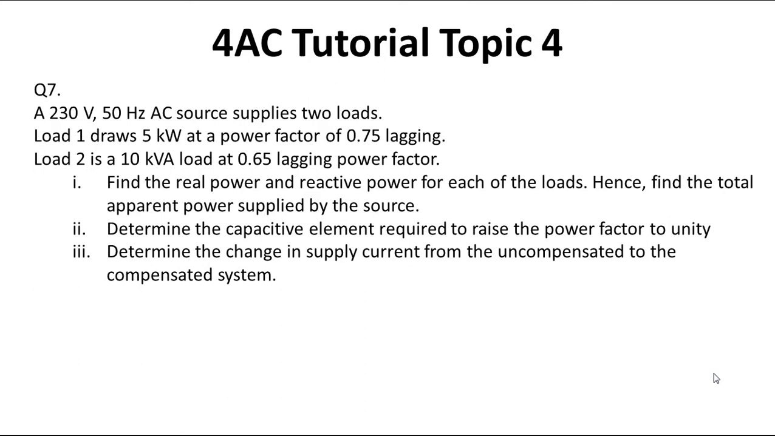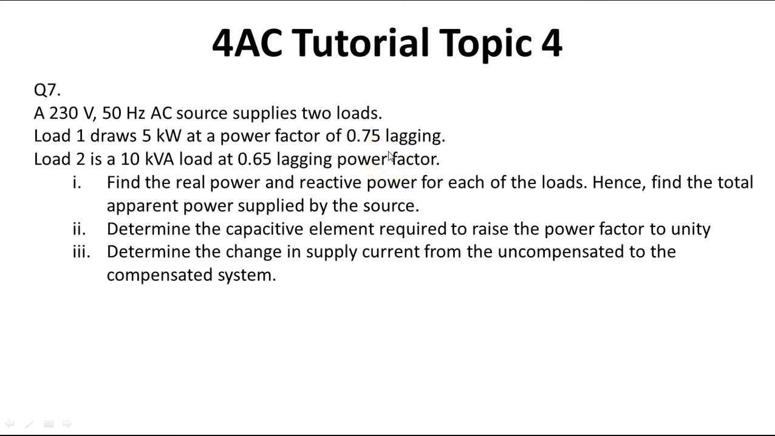This round we look at 4AC tutorial topic 4, question 7. The question reads, a 230 volt 50 Hz AC source supplies two loads. Load 1 draws 5 kilowatt at a power factor of 0.75 lagging, which means that it's an inductive load. And load 2 is a 10 kVA load at 0.65 lagging as well. So in other words, two inductive loads.